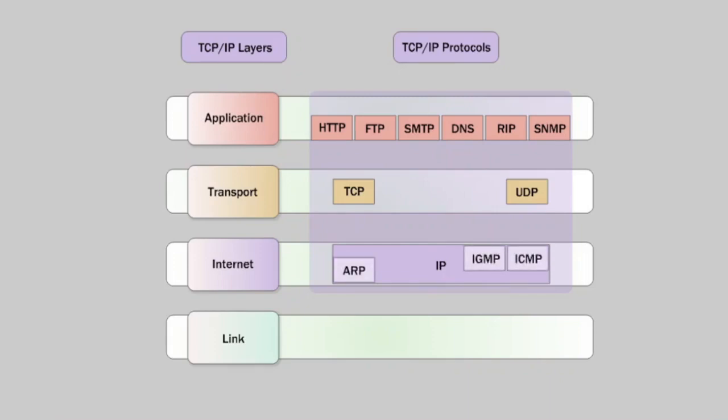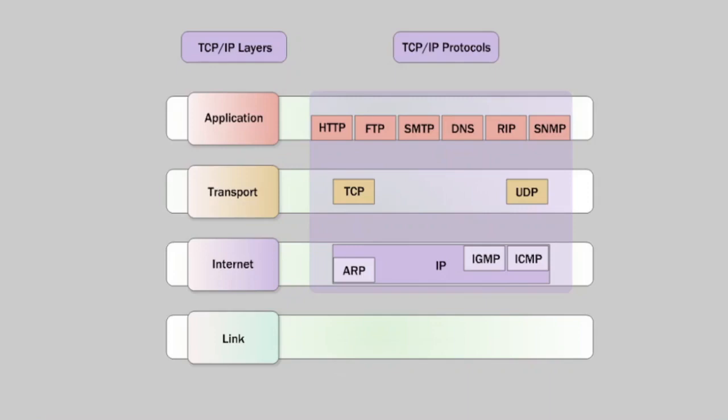The Internet layer includes several other protocols. ARP, the Address Resolution Protocol, looks up the physical address linked to an IP address. IGMP, the Internet Group Management Protocol, is used by routers to track group membership on a subnet. And ICMP, the Internet Control Message Protocol, carries error messages and provides simple diagnostic capabilities.